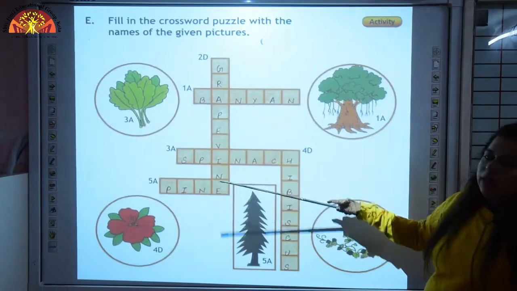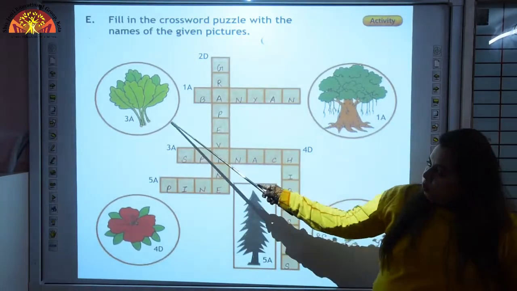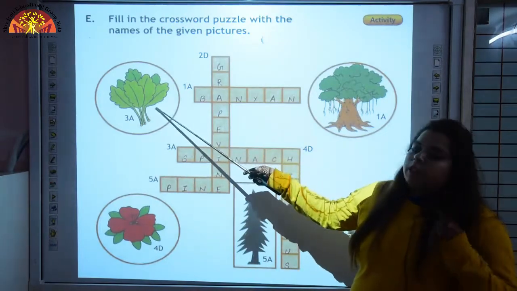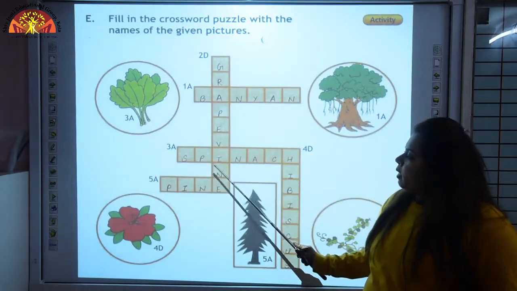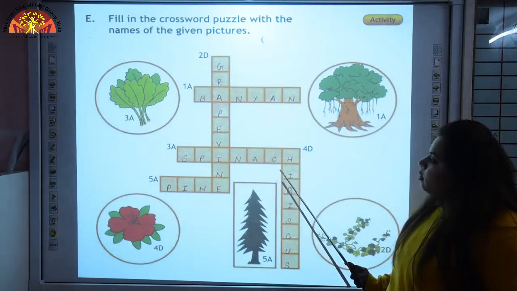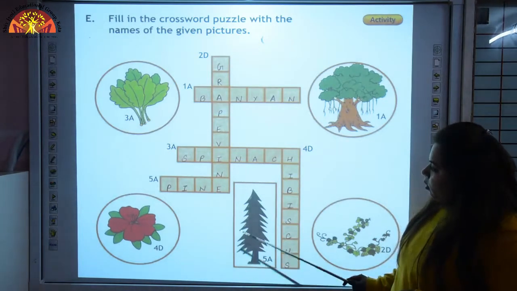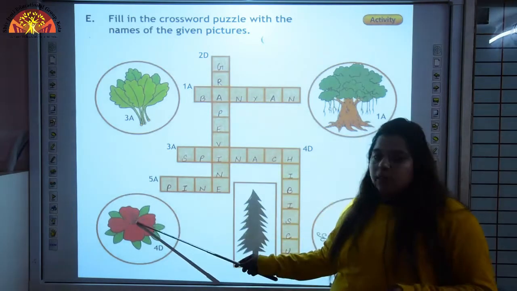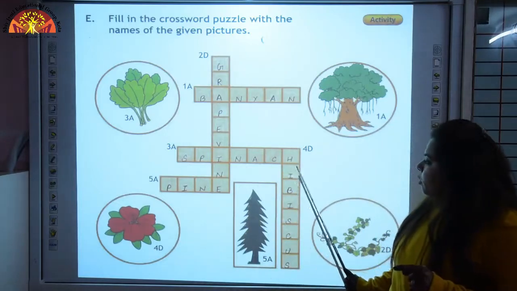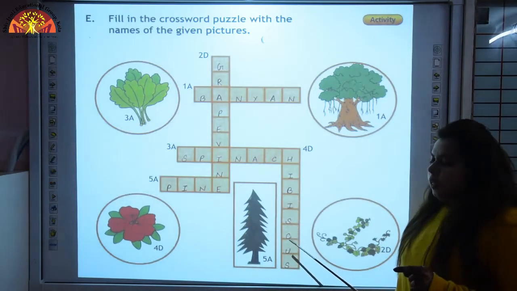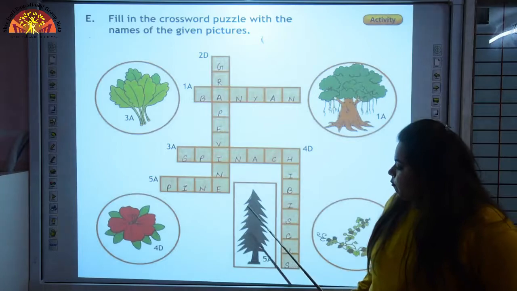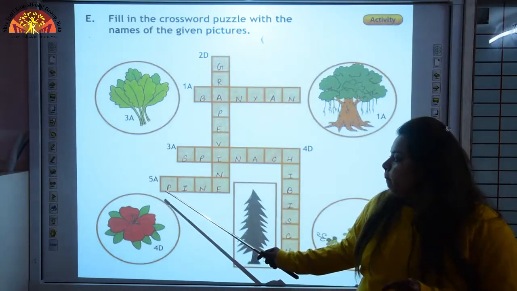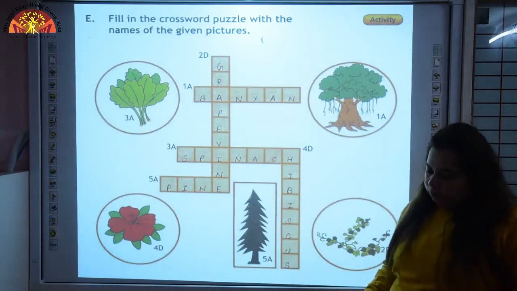So G-R-A-P-E-V-I-N-E, grapevine. Third, okay, this is herbs that we eat. This is spinach. So S-P-I-N-A-C-H, spinach. Number 4, okay. Number 4th is this. This is hibiscus. So H-I-B-I-S-C-U-S, hibiscus. 5, this is which tree? This is pine tree. So P-I-N-E, pine.